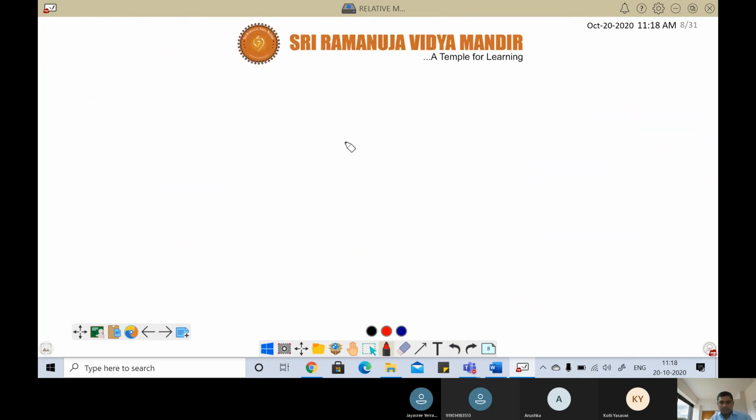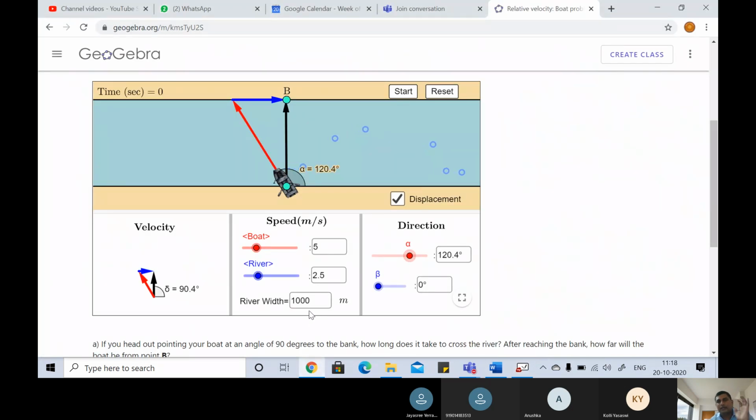So first we are going to see crossing the river in the shortest path, and of course in the shortest time. Before going to the derivation, have you understood? Yes, sir. To cross the river in the shortest path, in which direction should he head? He should put his effort in which direction? Towards the left side. That's all.